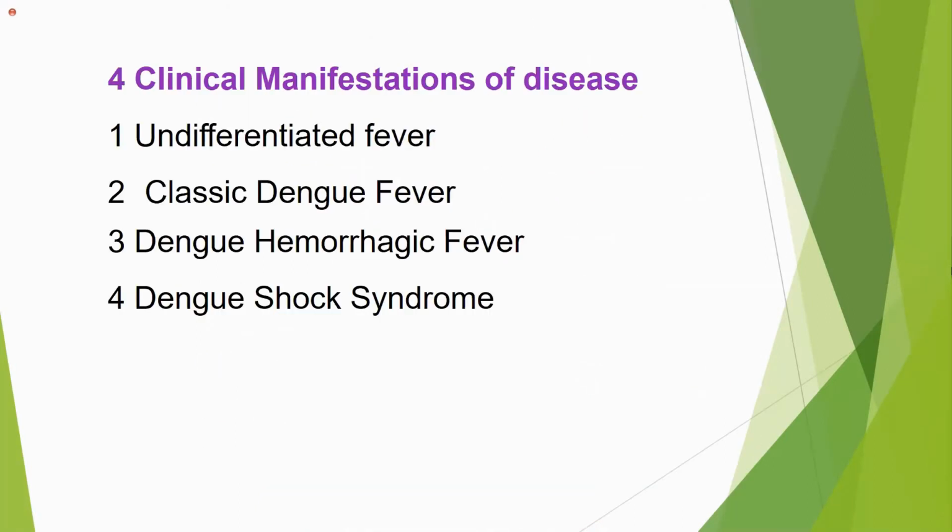There are 4 clinical manifestations of the disease: undifferentiated fever, classic dengue fever, dengue hemorrhagic fever, and dengue shock syndrome. 80 to 95% of patients with dengue develop mild fever, and 5% can progress to severe dengue, leading to dengue hemorrhagic fever and dengue shock syndrome.